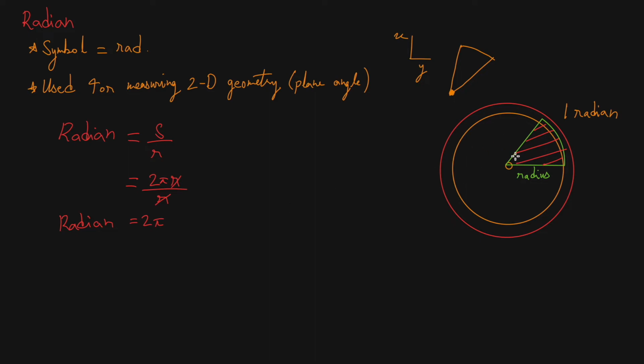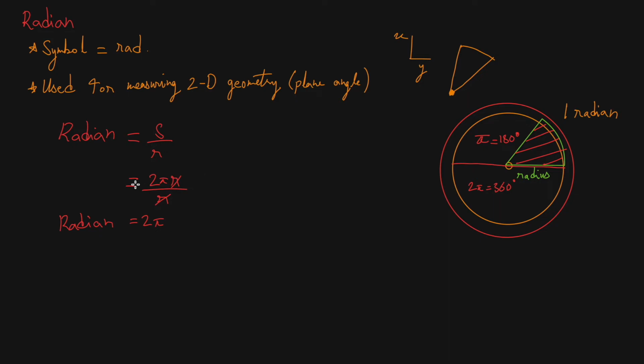Now which basically means that if I cut this circle in half, then it will take pi radians to cover half a circle, which is basically 180 degrees. So pi equals 180 degrees and 2 pi equals 360 degrees. So 2 pi radians equal the whole of the circle. We will need 2 pi radians for a full circle.